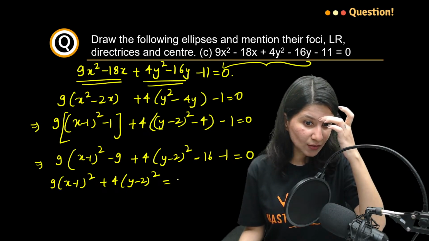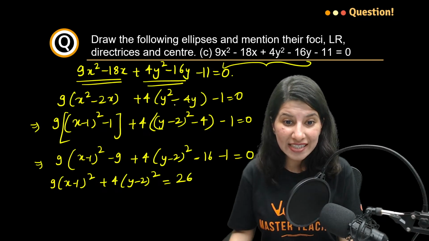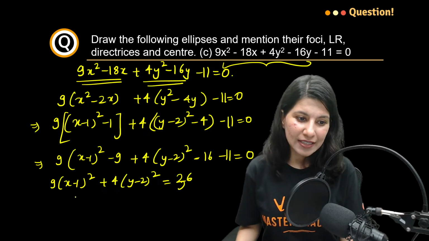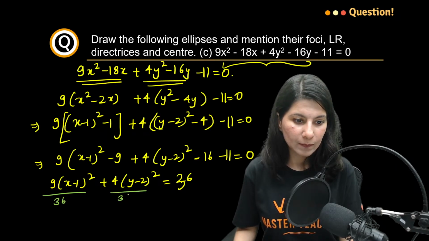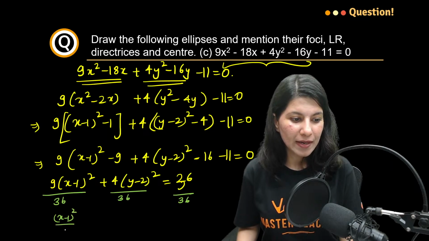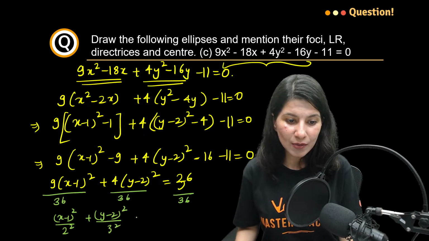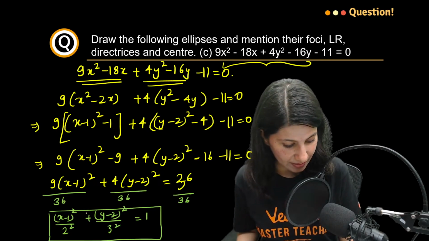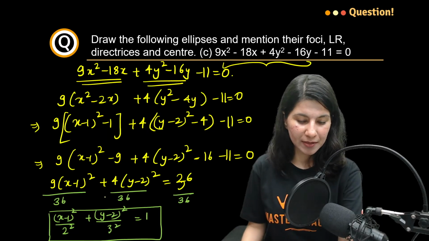9 and 16, so 25. Minus 11, sorry, this is minus 11, right? So 36, right? Yes. Now what I'm going to do is divide this equation by 36. So I am getting (x minus 1) whole square by 2 square, because 4 is 2 square, plus (y minus 2) whole square by 3 square is equal to 1. This is your standard equation of ellipse. Are you getting it? How to calculate the ellipse equation? Just tell me.